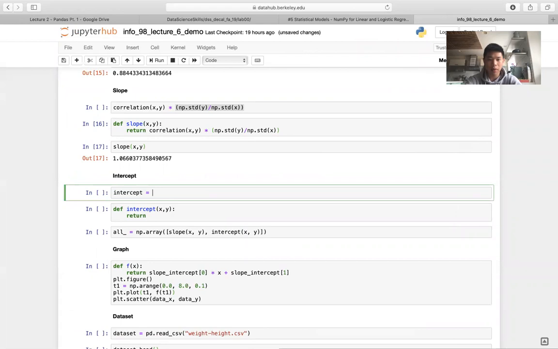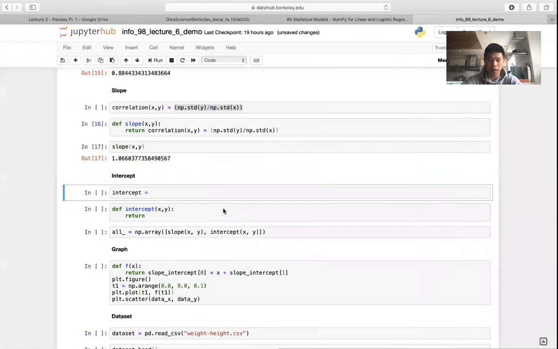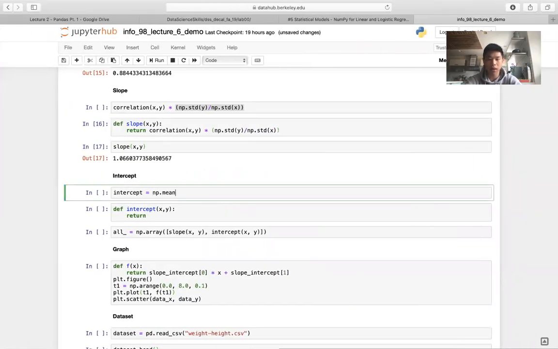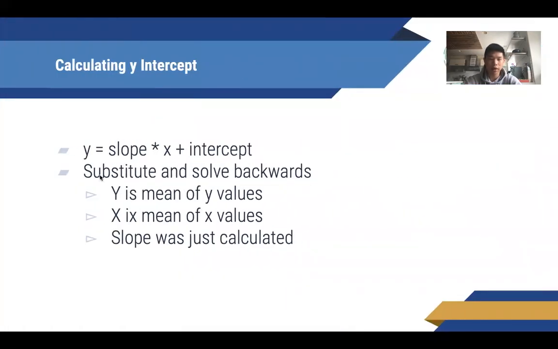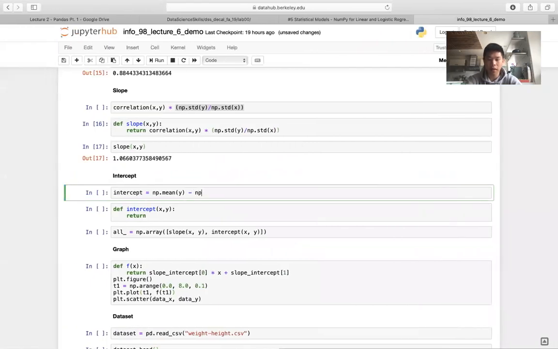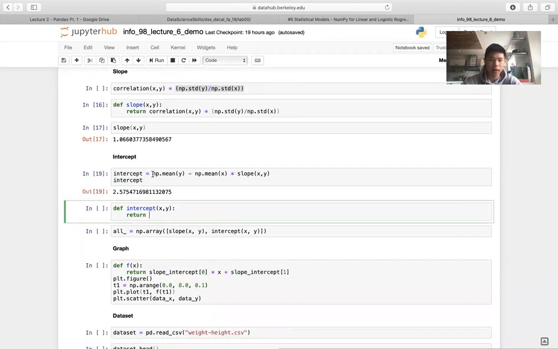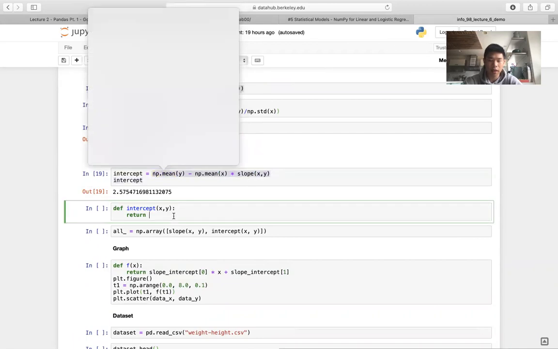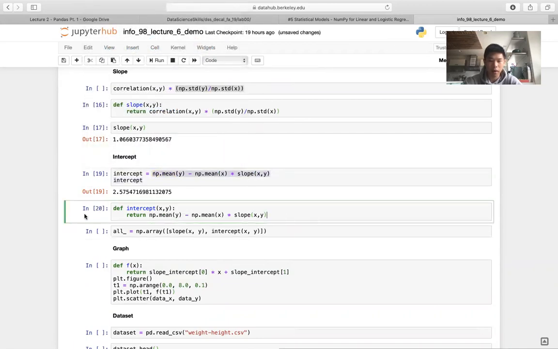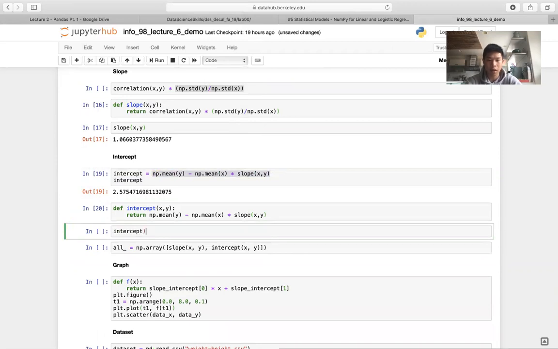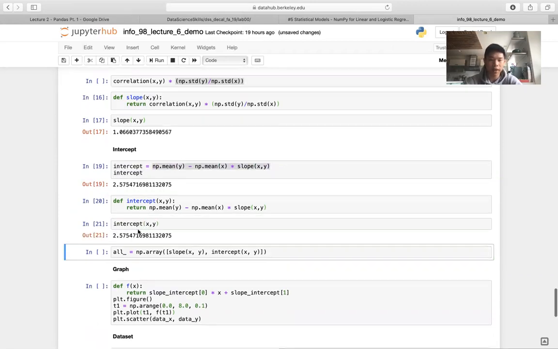Intercept would be the np.mean of y, and then you subtract it over. So it would be minus np.mean of x times the slope of x comma y. Now if we call intercept, we get that this is our intercept point. Nice. If we just copy paste this here and we run intercept on our data points above, we get the same exact value.